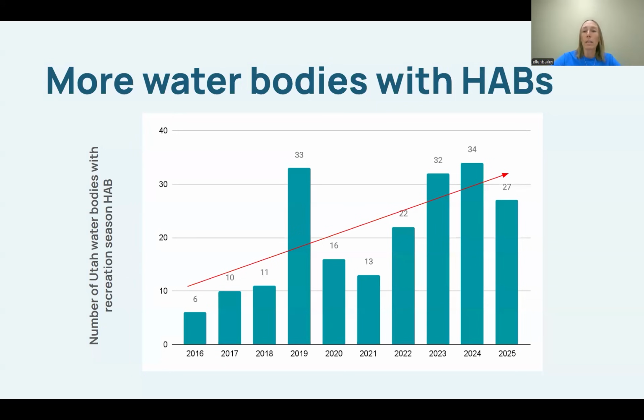Also, we are starting to see more water bodies with HABs. Some of it is we're looking a lot closer than we used to, but we are seeing a trend on the upward scale. And here's a graph showing the water bodies that we've monitored since 2016 and that trend.